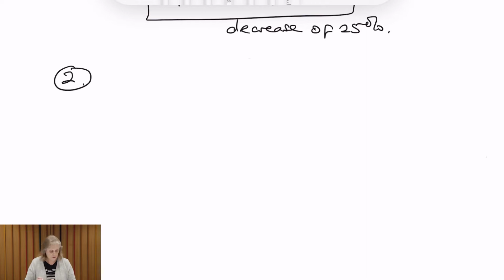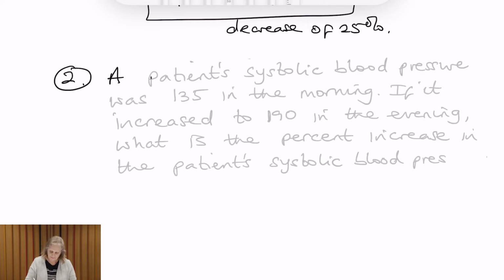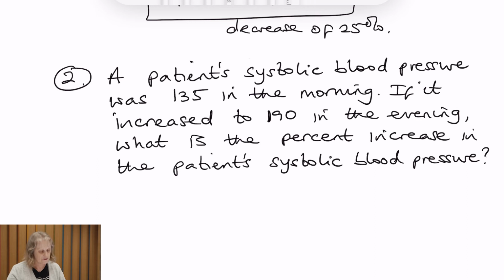Okay, so now we're going to look at another question here. So with this question, a patient's systolic blood pressure was 135 in the morning. If it increased to 190 in the evening, what is the percent increase in the patient's systolic blood pressure? So again, we need to work out what values we're given in the question.